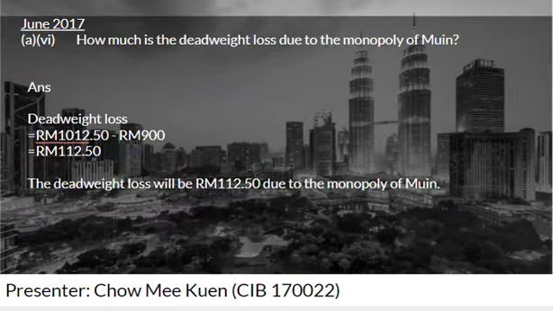So last one, how much is the deadweight loss due to the monopoly of Moen? So the deadweight loss is found by using 1012 ringgit 50 cents minus 900 ringgit, and is equal to 112 ringgit 50 cents. So the deadweight loss will be 112 ringgit 50 cents due to the monopoly of Moen.